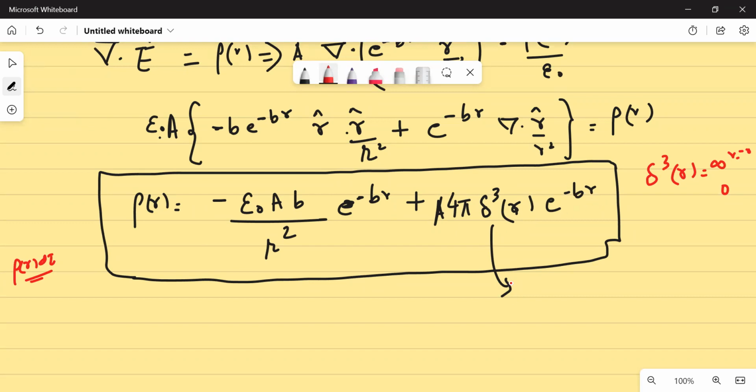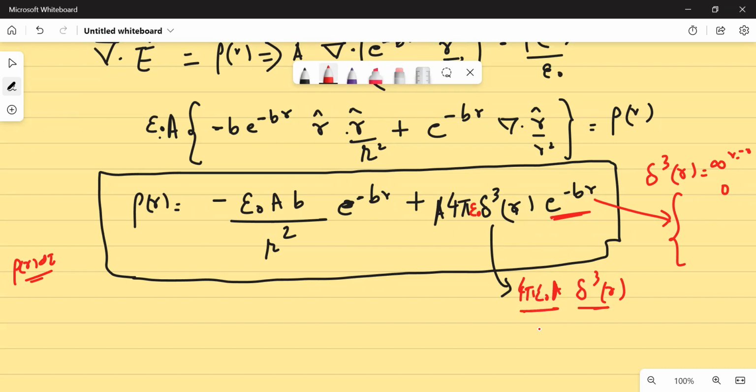So at times, in order to better express your answer, people simply write it as 4 pi epsilon naught A Dirac delta cube r. Is that clear? They will not even write e to the power minus br, because, again, this Dirac delta function is non-zero only if r is equal to 0. If r is not equal to 0, it will be 0. So e to the power minus br, even if it accompanies my Dirac delta function, would hardly matter, because it will be like e to the power minus 0 only. Is that clear to you? So at times you'll find such expressions in books.